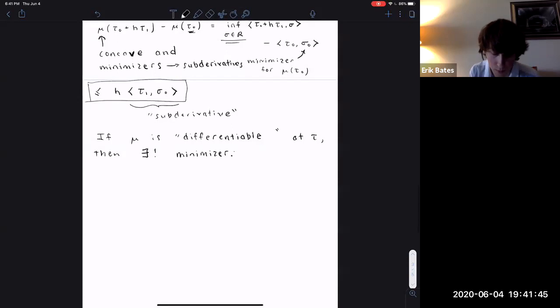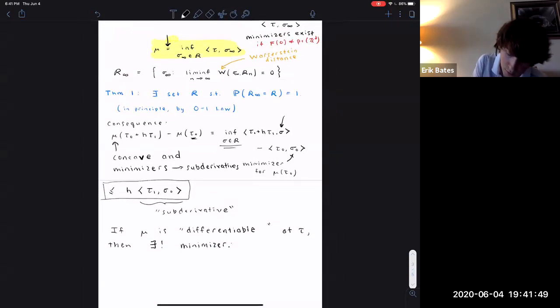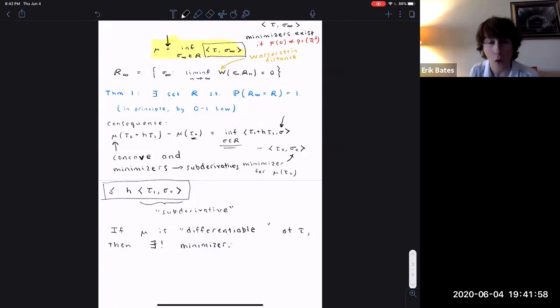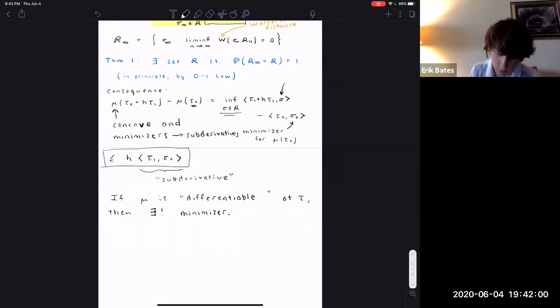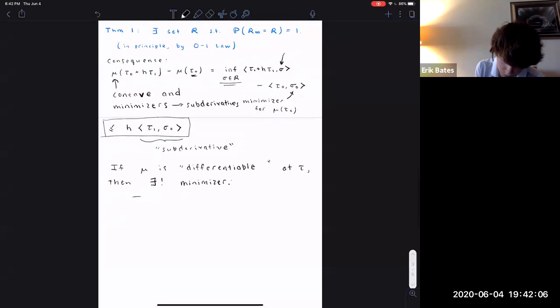And what do we know that the minimizers correspond to? Well, the minimizers were exactly coming from, remember how before I wrote the infimum here, this guy came from a limit of empirical measures associated to geodesics. Well, if there's only one minimizer, then that means there's only one possible subsequence when I choose the sequence of geodesics. And so a unique minimizer will imply a unique limit for empirical measures.